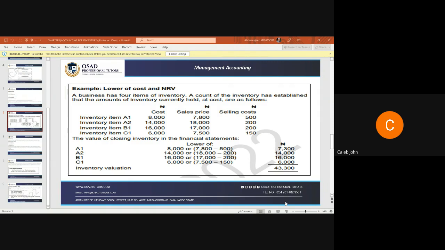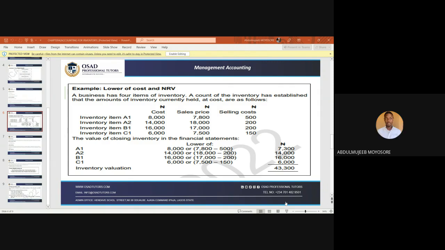The value of the closing inventory in the financial statements, lower of: at A1, it is 8,000 or 7,800 minus 500, which is 7,300. A2 is valued at 14,000 or 18,000 minus 200, which is 14,000. B1 is 16,000 or 17,000 minus 200, which is 16,000. C1 is 6,000 or 7,500 minus 150.